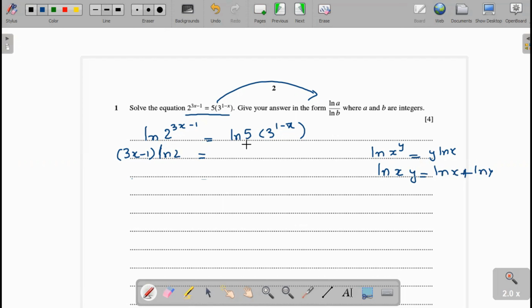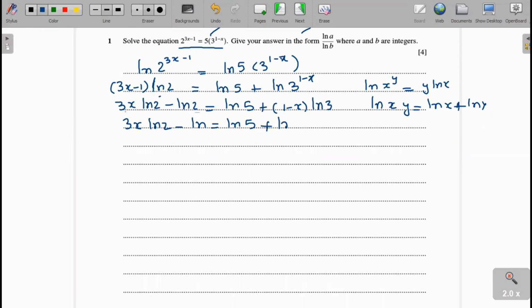Therefore, ln of 5 into 3^(1-x) becomes ln 5 plus ln 3^(1-x). So the left side becomes 3x into ln 2 minus ln 2, and ln 5 is written as it is, plus the power of the logarithm becomes the coefficient, so we write it as (1-x) into ln 3. Now we simplify it: 3x ln 2 minus ln 2 equals ln 5 plus ln 3 minus x ln 3. Now combine the x variable.